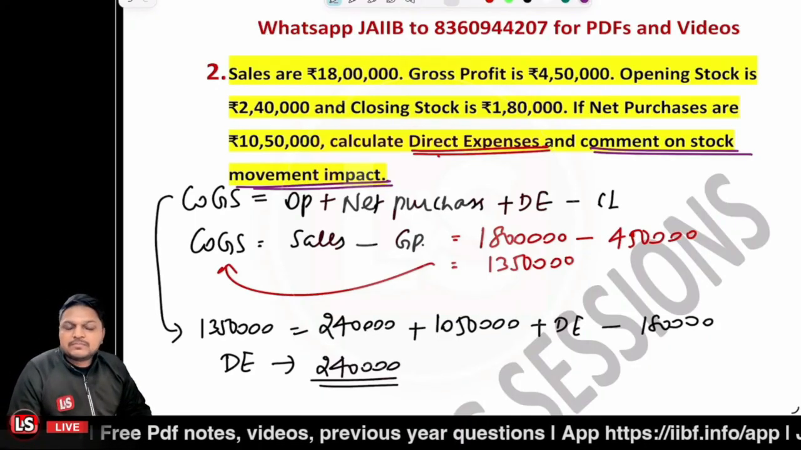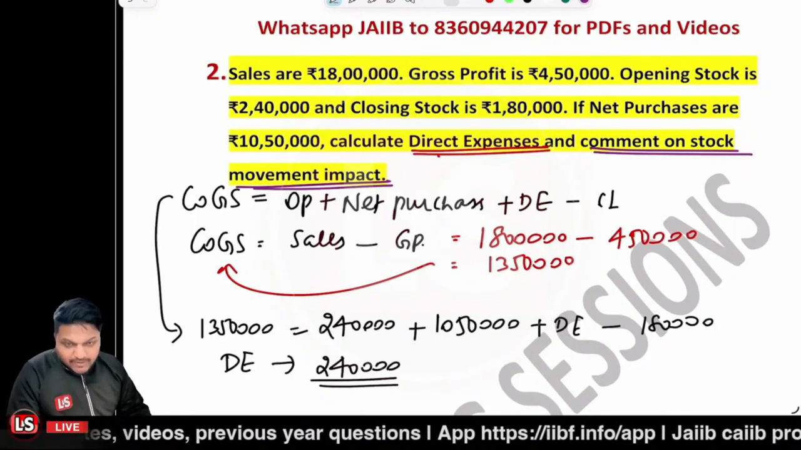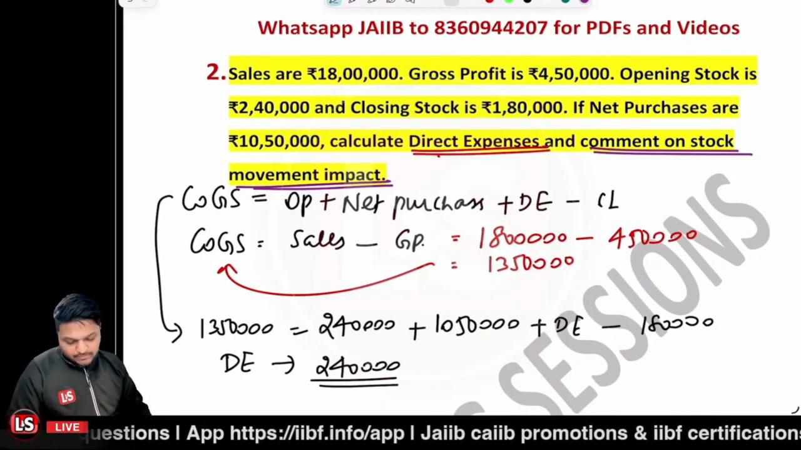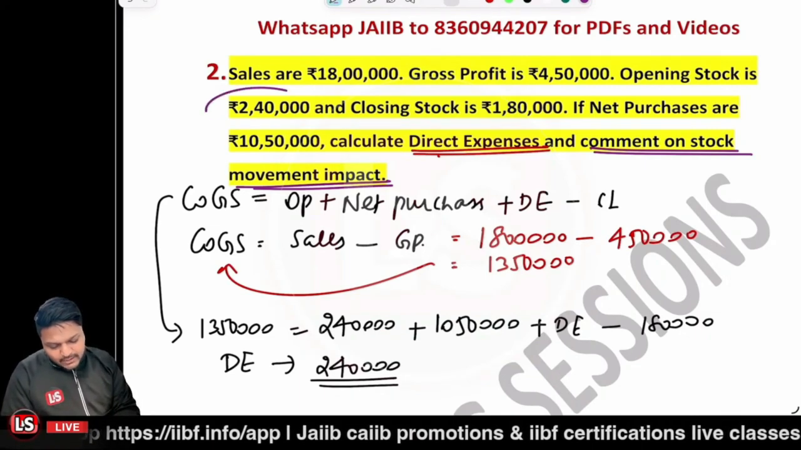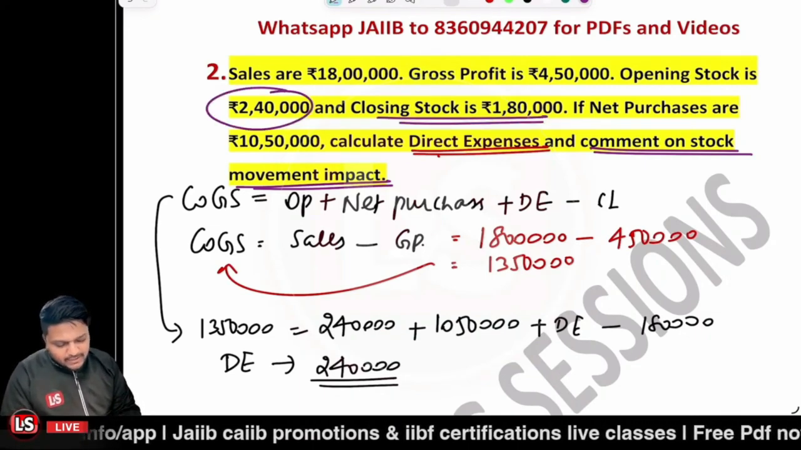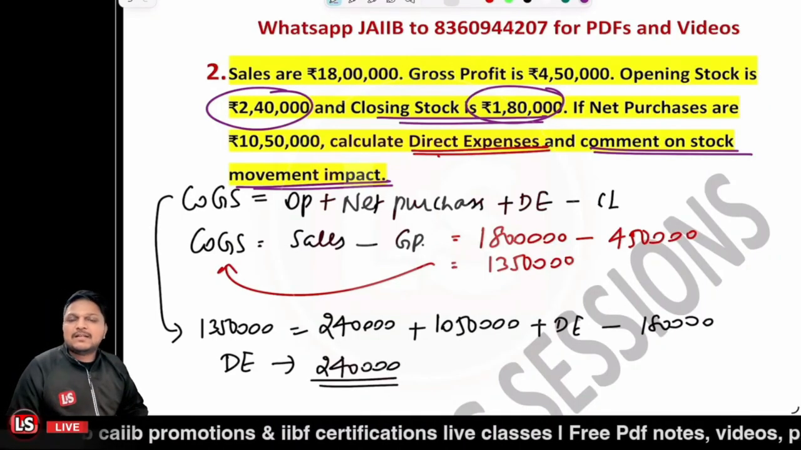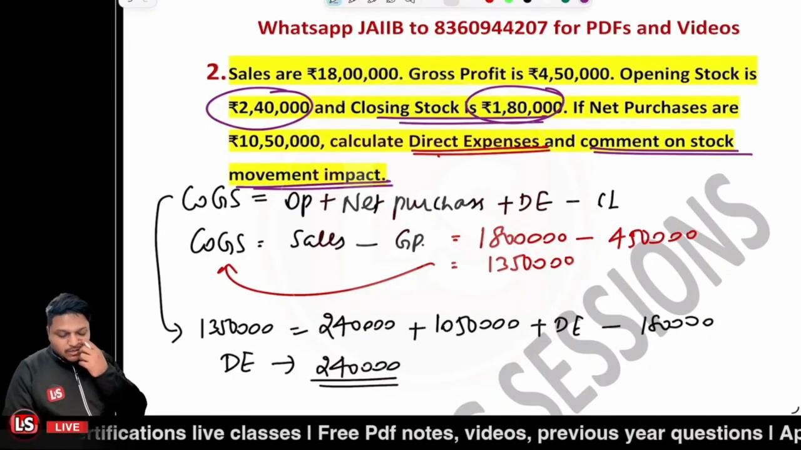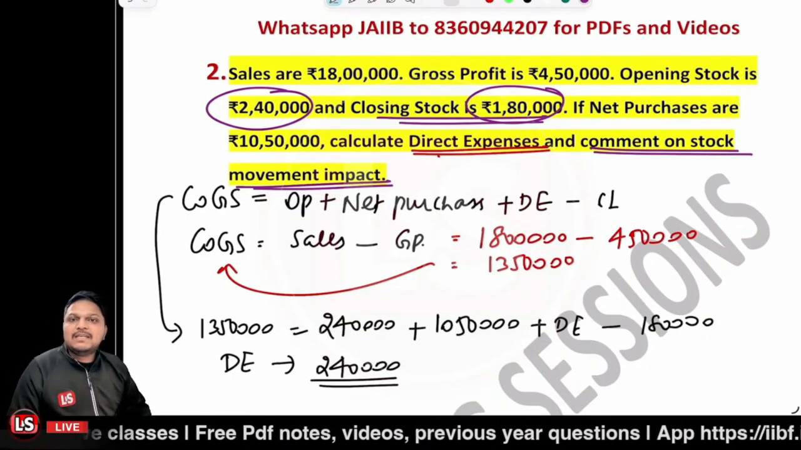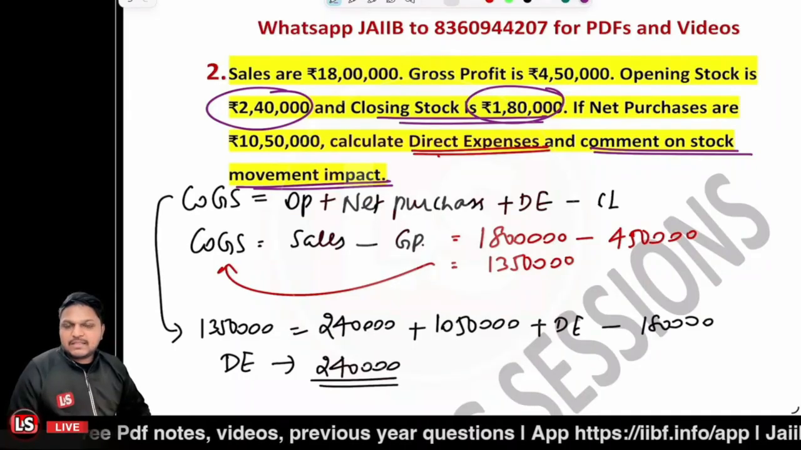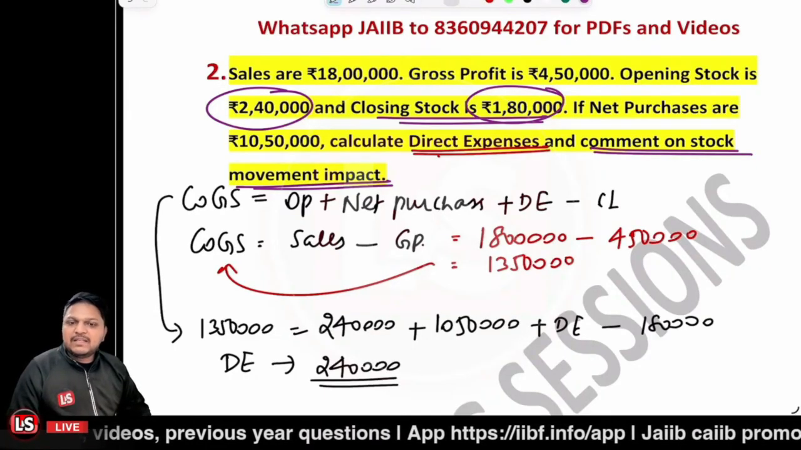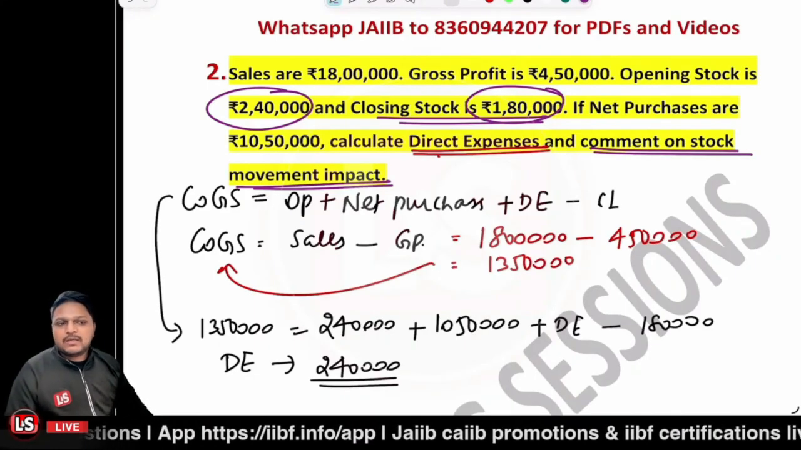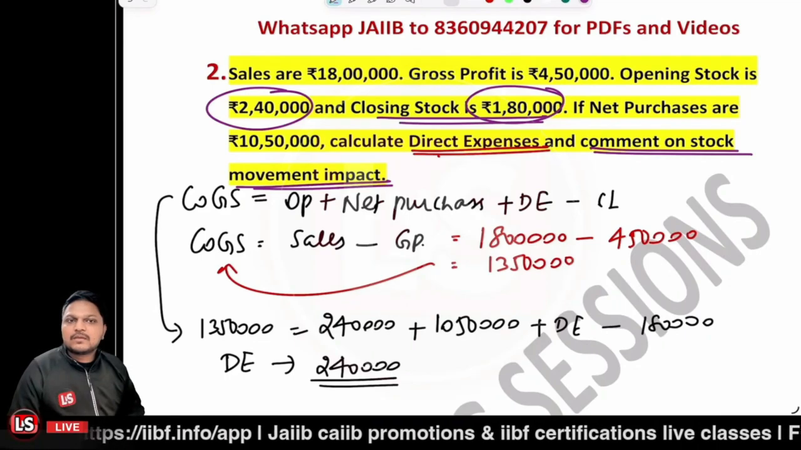Stock movement impact. Now see, when you have to look at the stock movement, just look at the opening stock and the closing stock. Your opening stock is 2,40,000. Your closing stock is 1,80,000, which is 60,000 lesser than the opening stock. It means that there is an increase in cost of sales, and the gross profit is going to be reduced. That's the main point related to it. Clear with it?